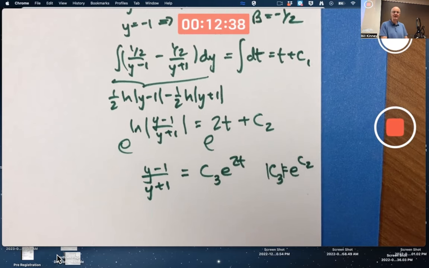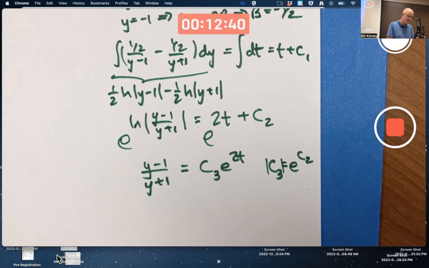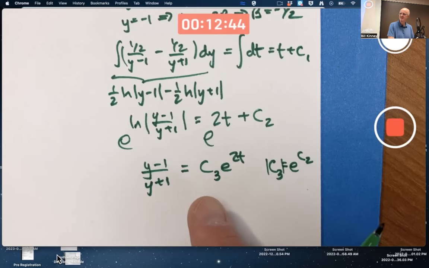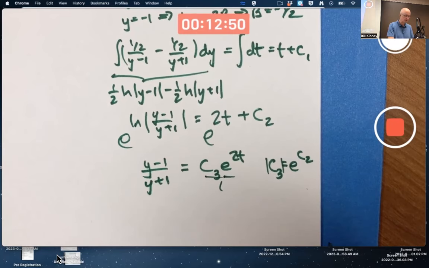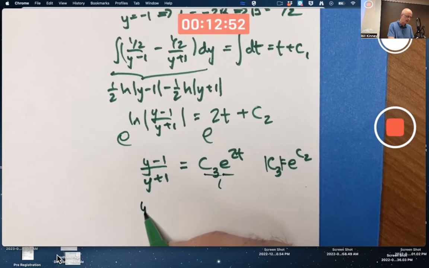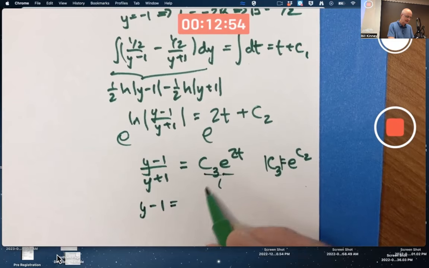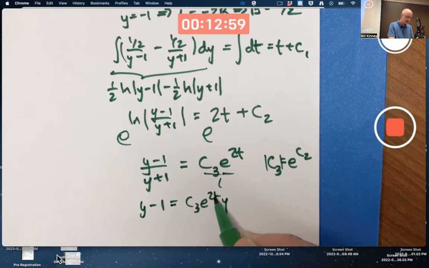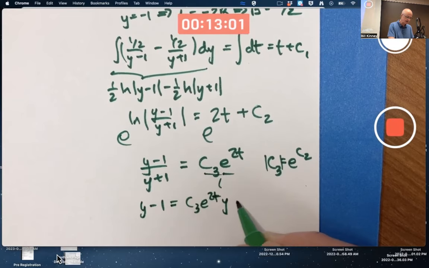So now I'm getting close. I have an algebra equation now to solve for y. Cross multiply effectively. We'll get rid of the fraction. This is over 1. In other words, multiply both sides by y plus 1. Y minus 1 will be this thing times y. And then that thing times 1 is just itself.